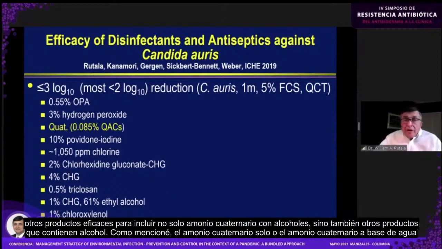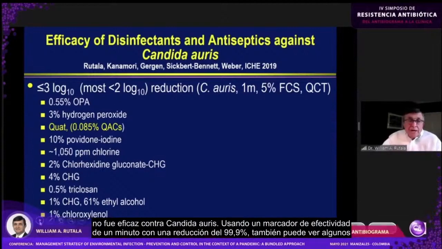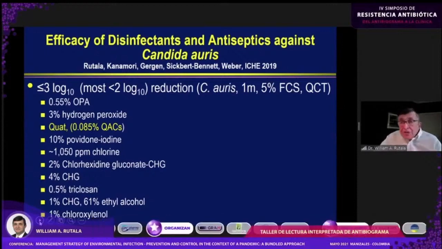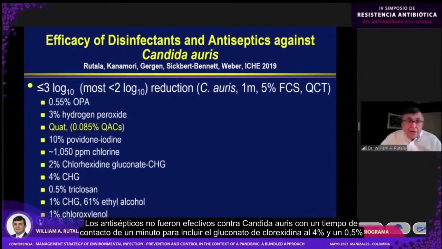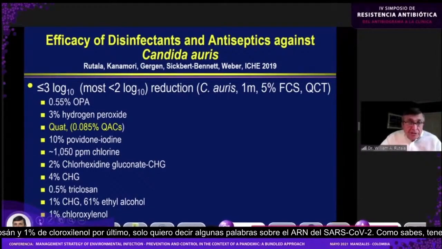As I mentioned, the quat only, or the water-based quat, was not effective against the Candida auris, using an effectiveness marker of 1 minute with a 99.9% reduction. You can also see some antiseptics were not effective against the Candida auris with a 1-minute contact time, to include the 4% CHG and a 0.5% triclosan and 1% chlorhexylenol.